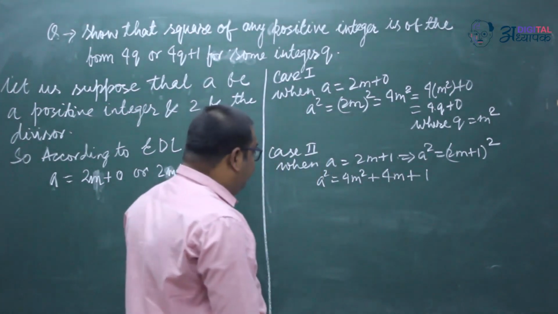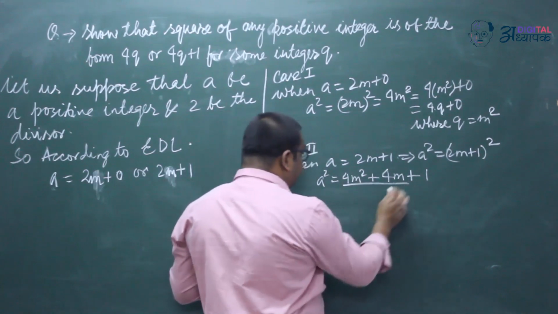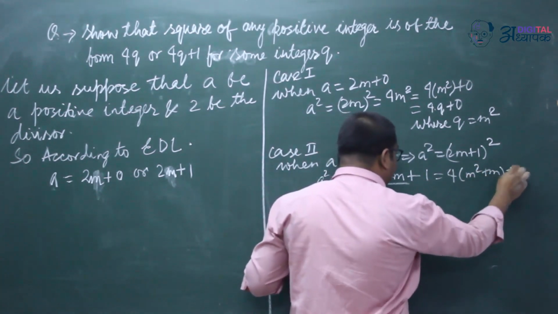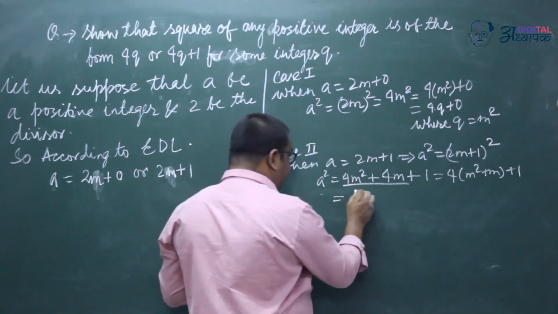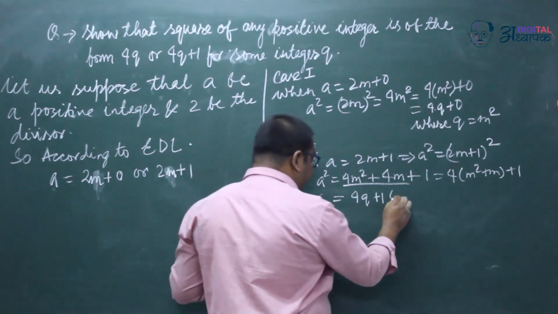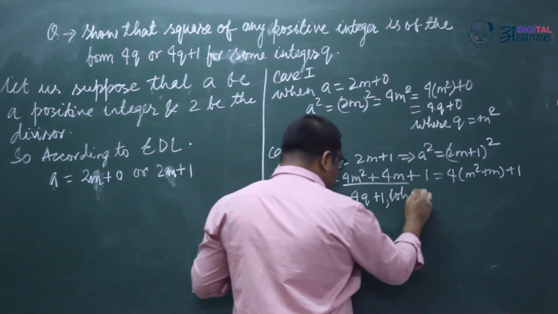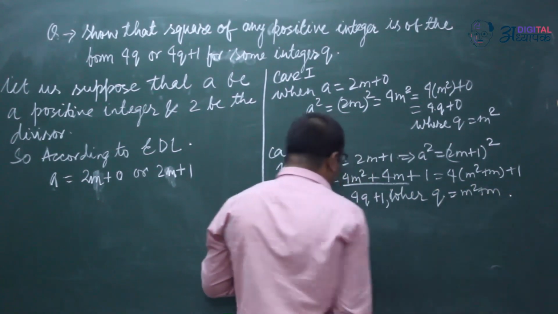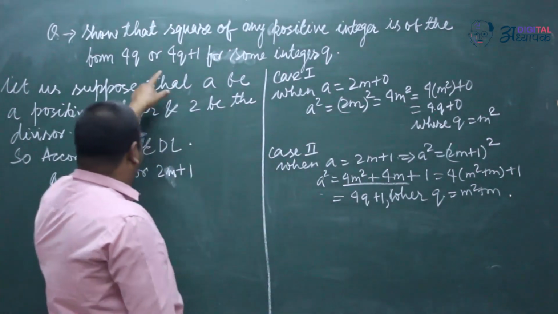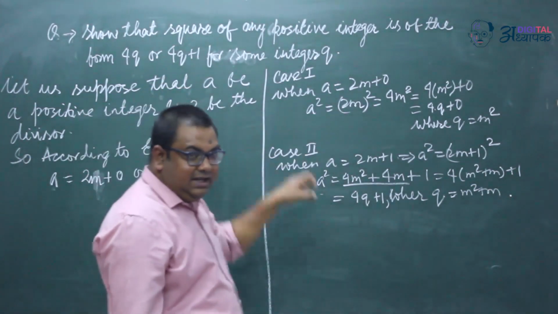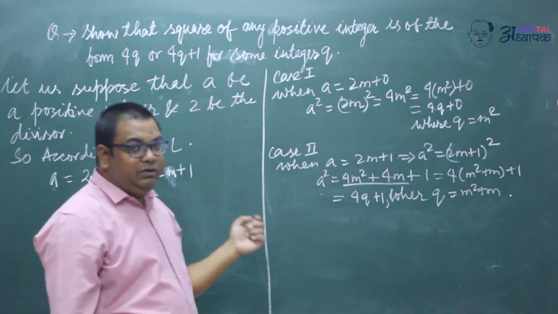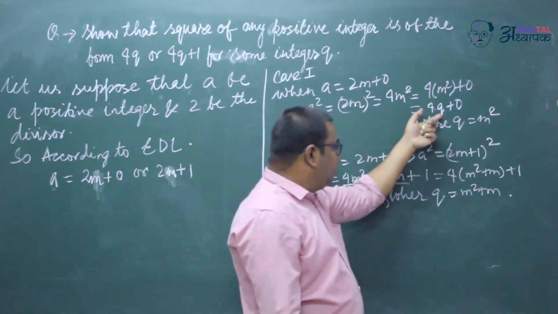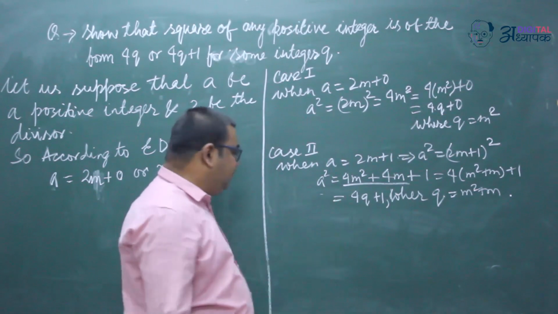Now what we have to do? We have to take 4 common out of these two terms. So it becomes 4 times m square plus m, and plus 1. Now this can be written in the form 4q plus 1, where q is an integer and it is equal to m square plus m. So students, you can see here we have got the form 4q plus 1. So we can say that any positive integer, when we square it, should either be in the form of 4q or in the form of 4q plus 1. So we will write our statement.